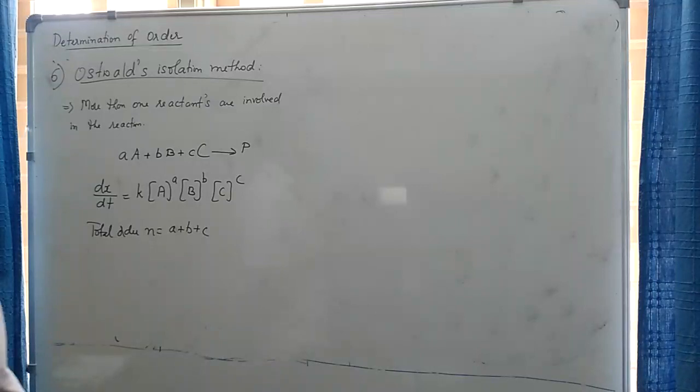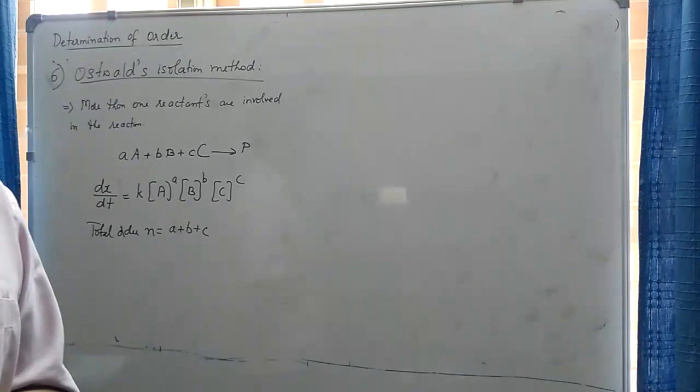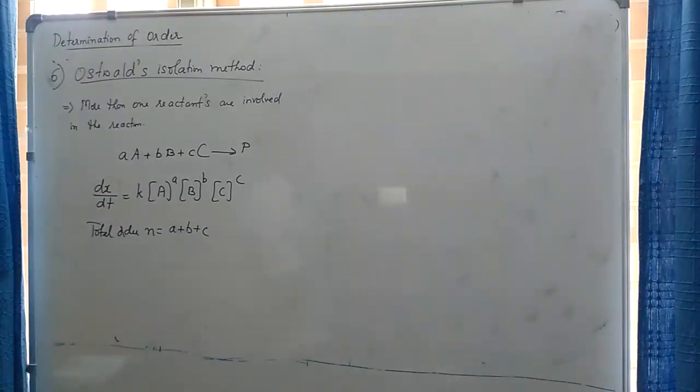Similarly, it is very difficult to establish what is the order of the reaction with respect to C, because A and B now will be interfering into your experiment with C. So it is impossible to find out the individual order of the reaction, because the other two reactants will not be sitting quiet. They will also be participating in the reaction.